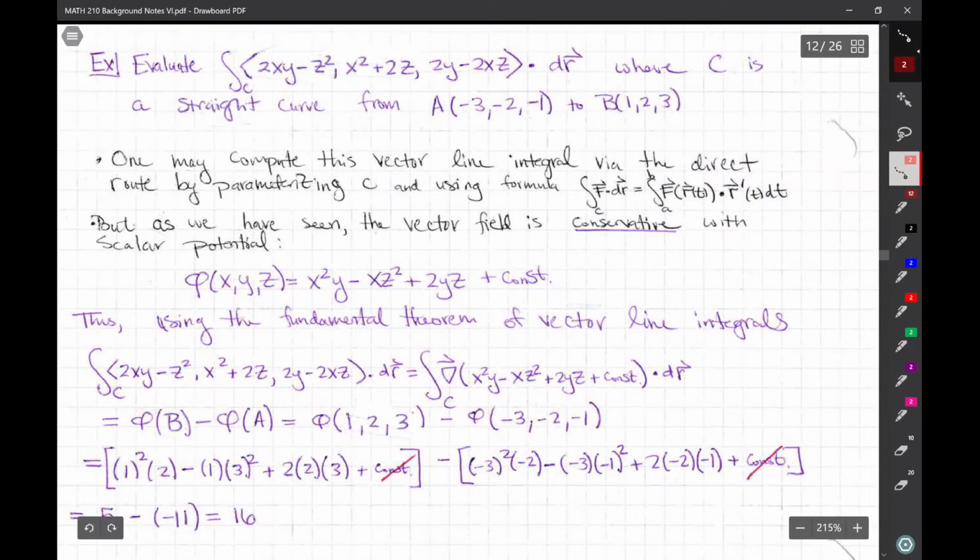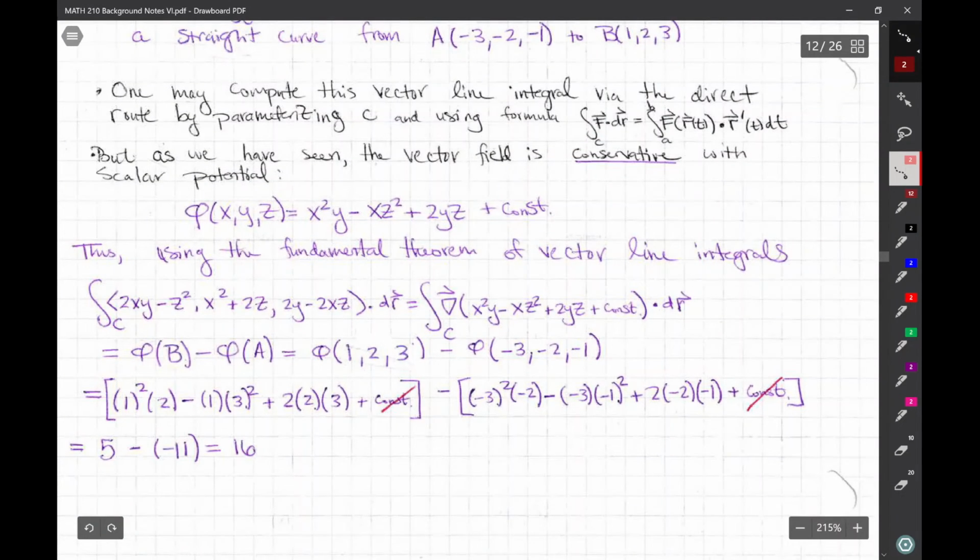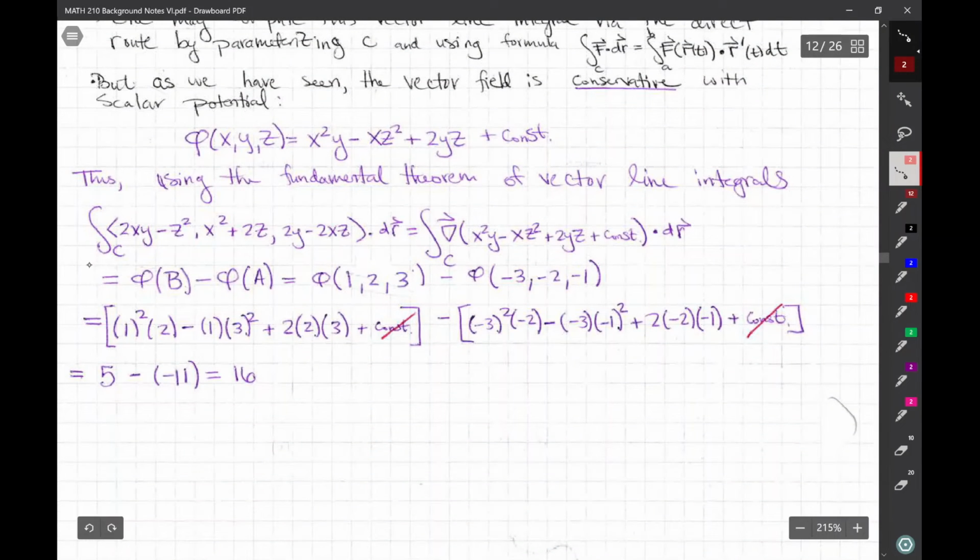So evaluate this line integral here, where C is a straight line from a to b. If we want to do this directly, the direct route of just computing this line integral, then we'll have to parameterize the curve from a to b and plug it into the formula and the procedure that we've outlined before. But we know something about this vector field. This vector field is conservative, and we actually computed the potential for it. If you want to check, take the gradient of this function and you will get this vector field. So what we're going to do is instead use the fundamental theorem of vector line integrals to compute this.